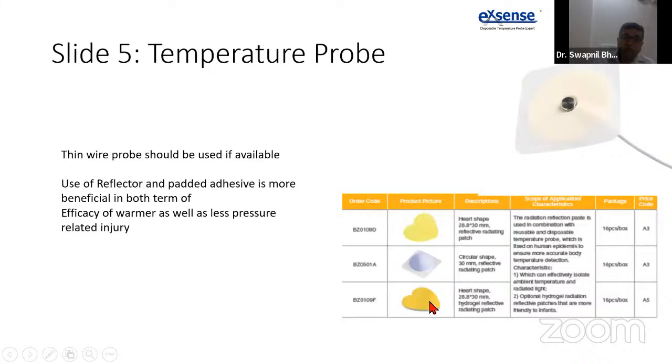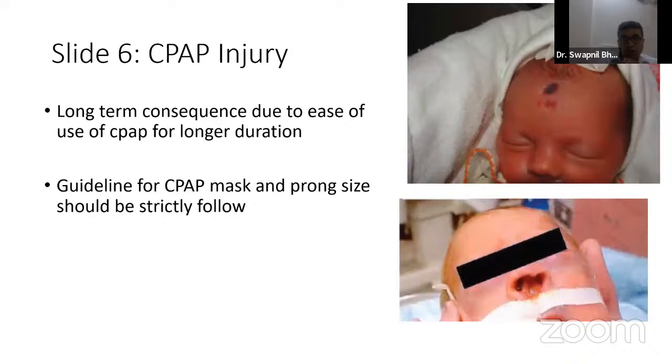These kinds of reflecting films are available in the market, mostly in Western markets. However, you can put aluminum foil in between these 2 adhesives, so that it will help in reflection of the thermal radiation.